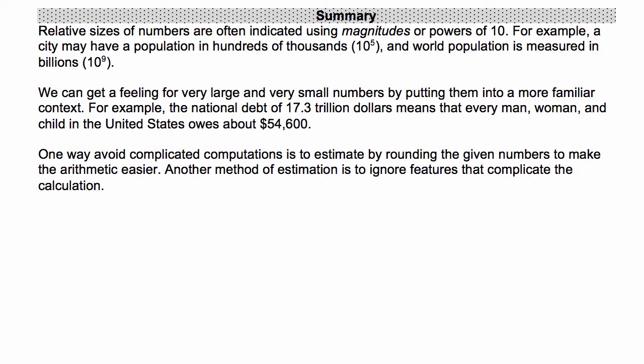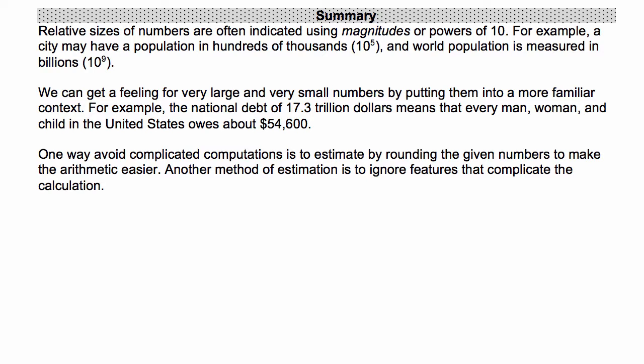In summary, relative sizes of numbers are often indicated using magnitudes or powers of 10. For example, a city may have a population in hundreds of thousands, that is 10 to the 5th. And world population is measured in billions, 10 to the 9th.